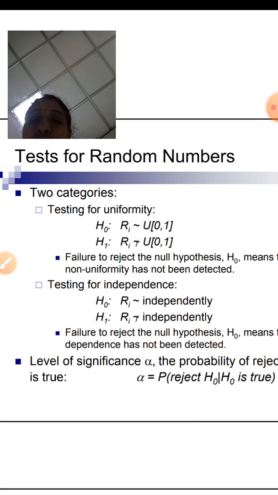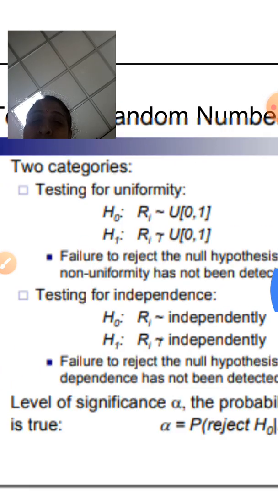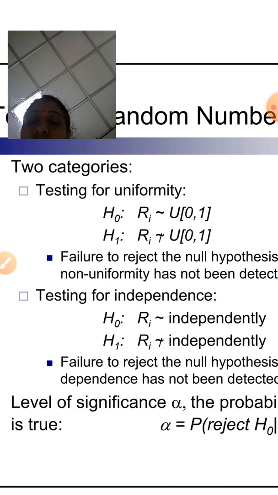When you are testing for uniformity, we consider the hypothesis H naught. The hypothesis H naught states that the random number Ri is uniform within the range 0 to 1, which is given as U(0,1). What is written here means that it is lying within 0 to 1, which is completely uniform.